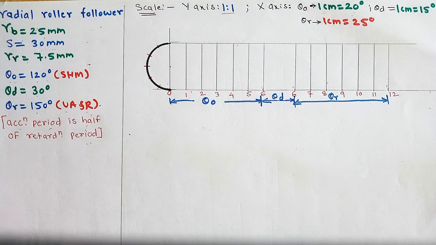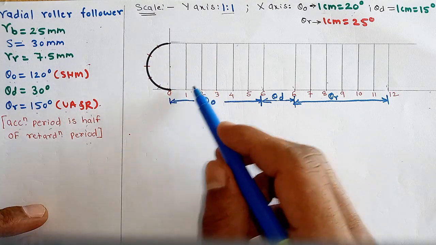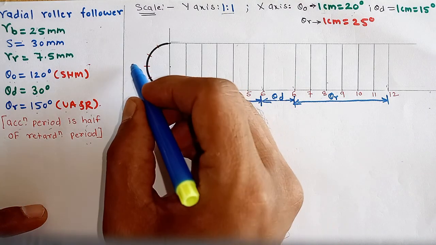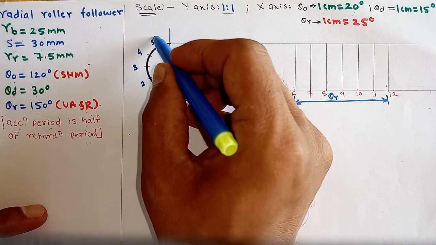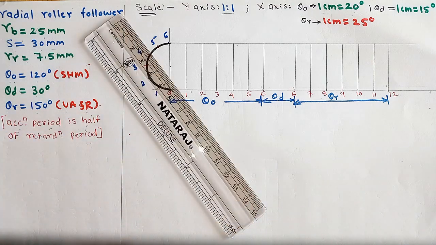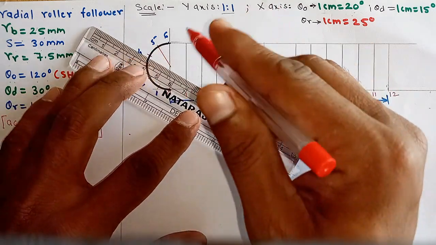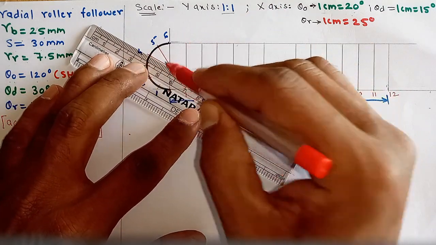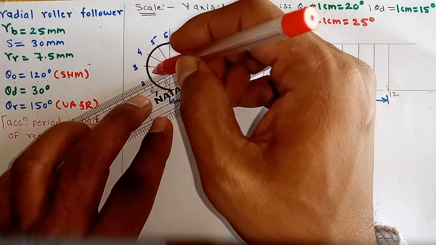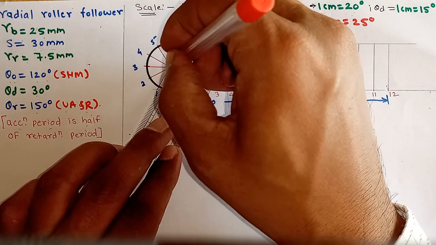So we'll number these divisions from bottom to top because the follower is rising during outward stroke. So here is 0, this is 1, 2, 3, 4, 5 and 6. Now I will join these divisions to the center of the semi-harmonic circle. So this is division number 5, division number 4, division number 3, division number 2 and division number 1.